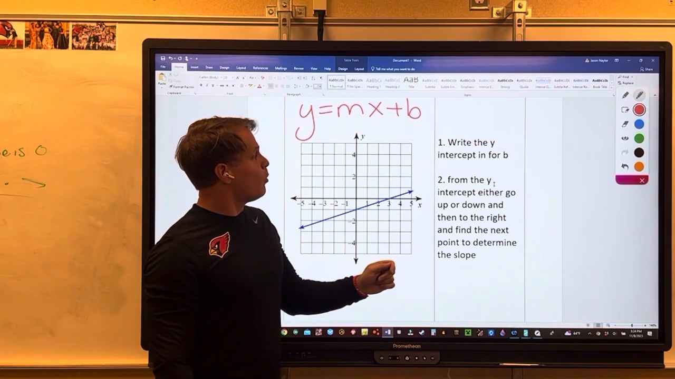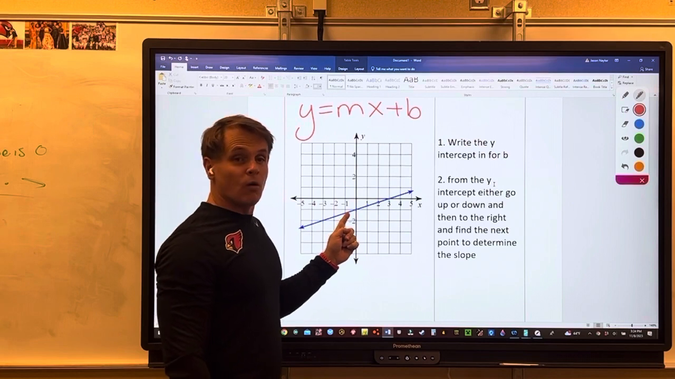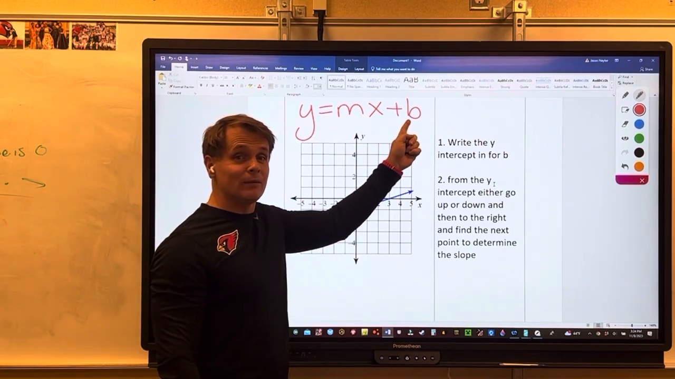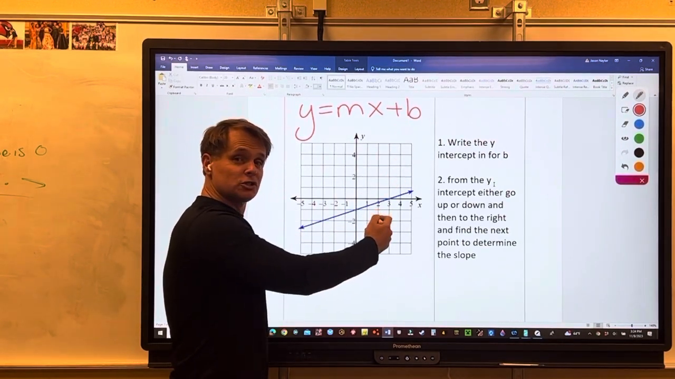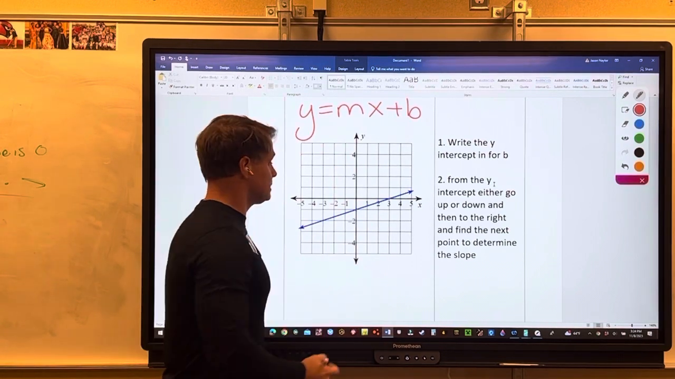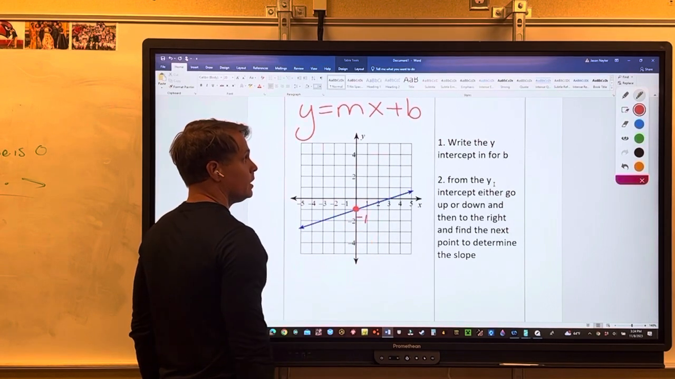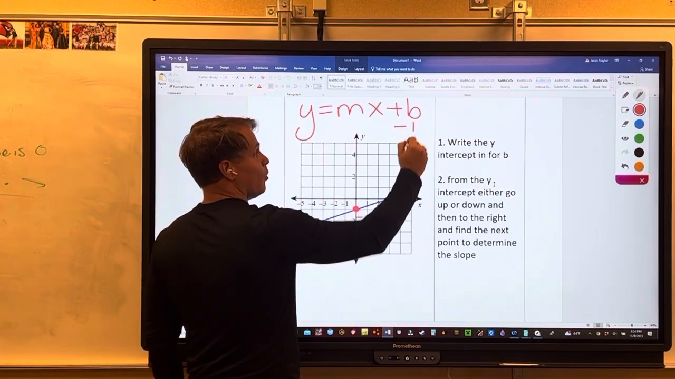So the first thing that we're going to do is we're going to write the y-intercept. The y-intercept is the letter b. So I'm going to look at this graph and I'm going to determine where does this graph cross the y-axis. It crosses it right here at -1. So the b is -1.